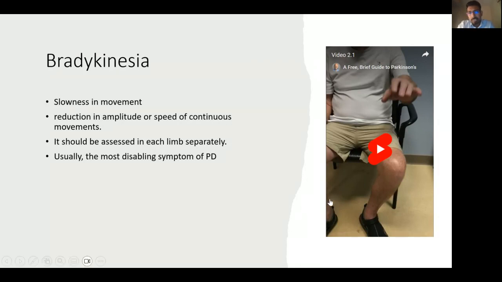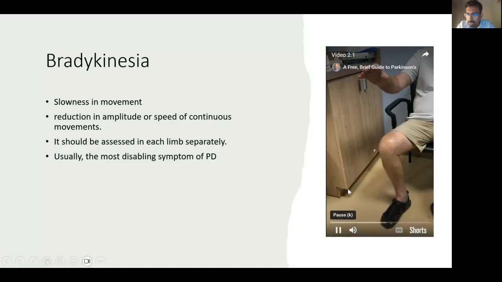When we are examining, we need to examine all limbs separately: left and right arm, and left and right lower limb. To give you an idea how we examine and interpret bradykinesia findings, I have a video extracted from YouTube. Hopefully you will be able to see.